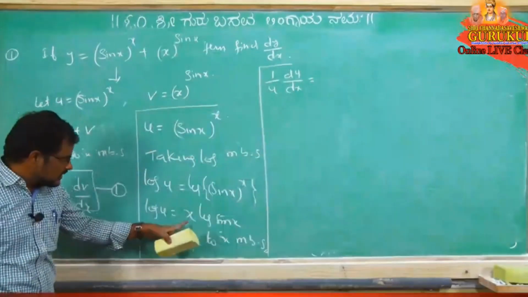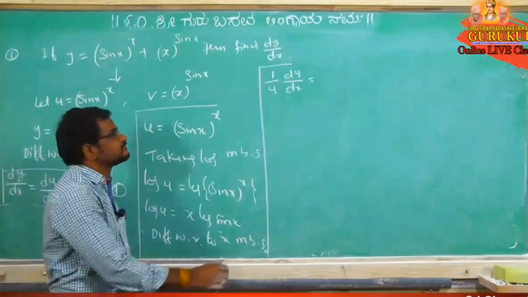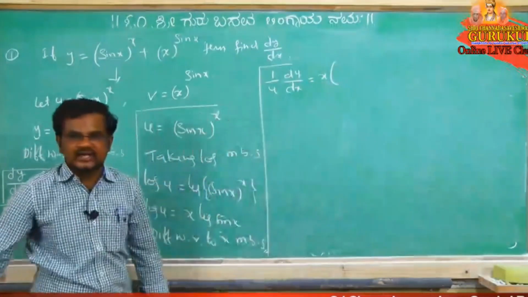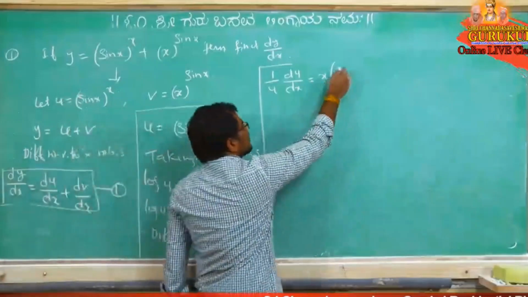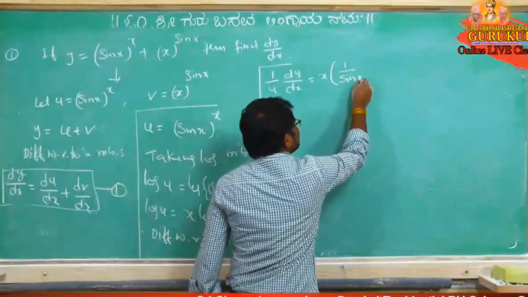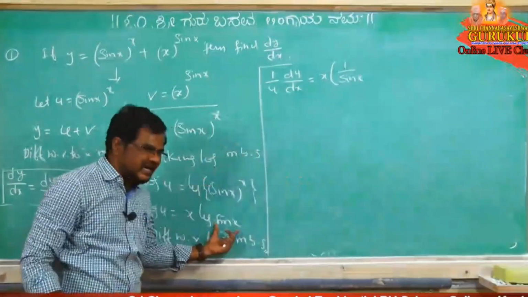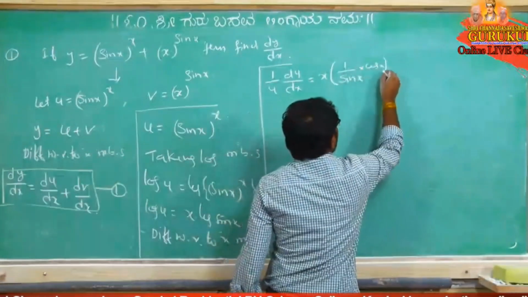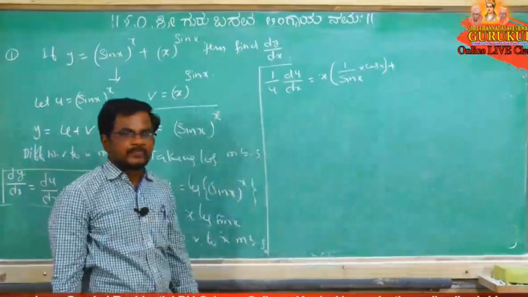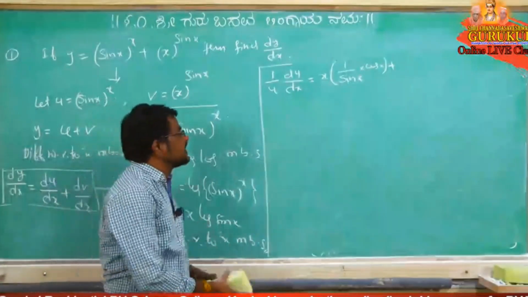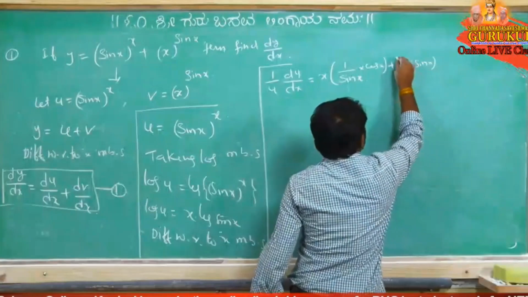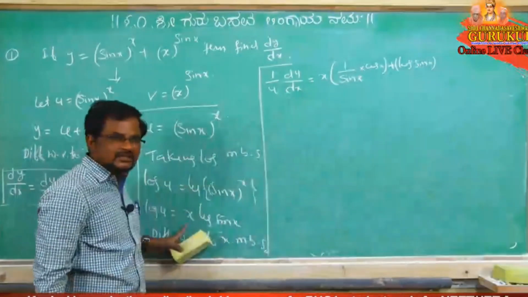Equal to, here product rule we have to apply: x into differentiation of log sin x, 1 by sin x, again differentiation of sin x, cos x, into cos x, plus log of sin x as it is, differentiation of x is 1.